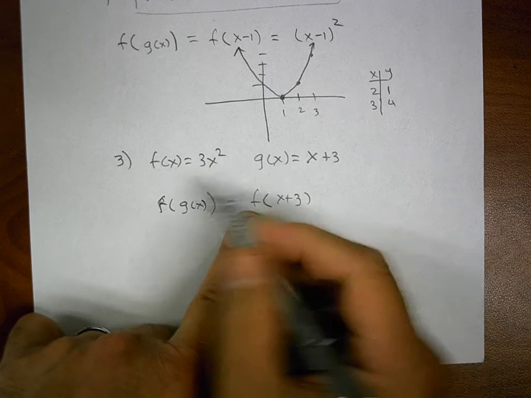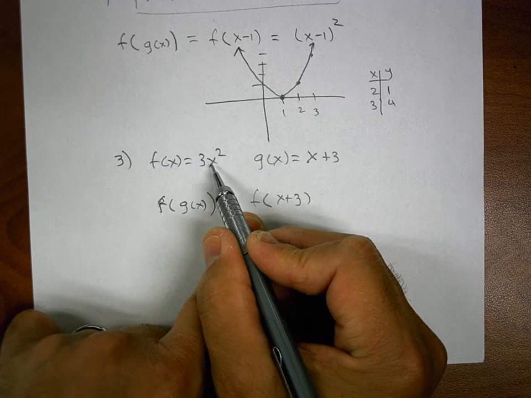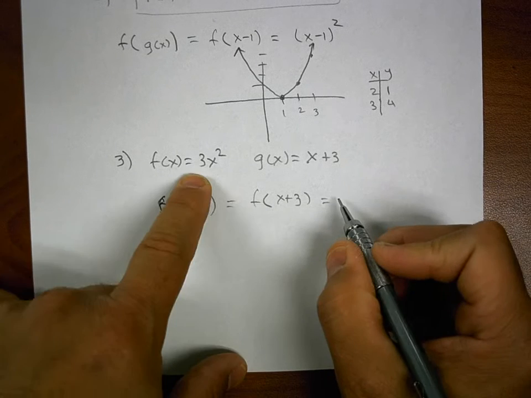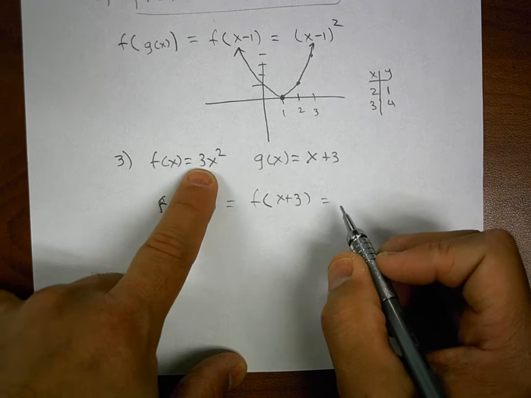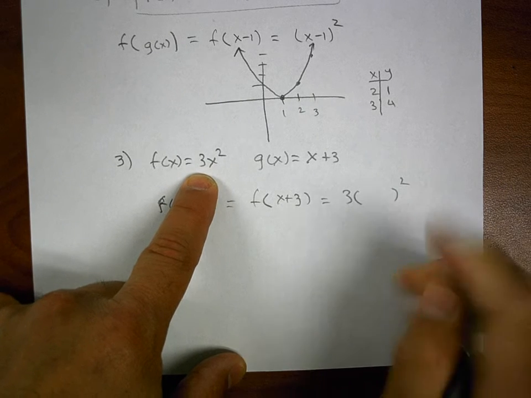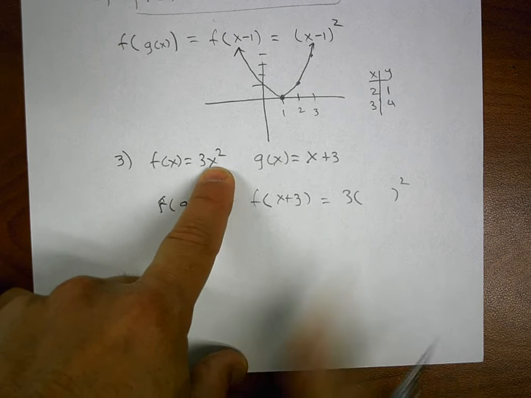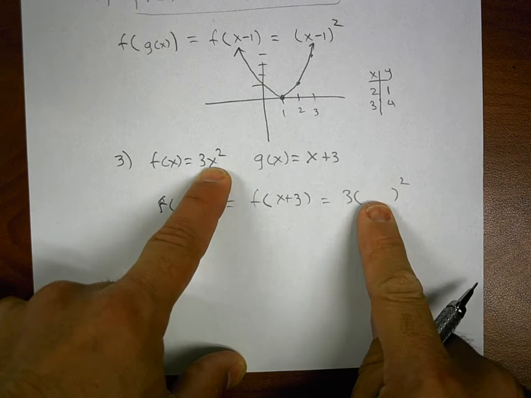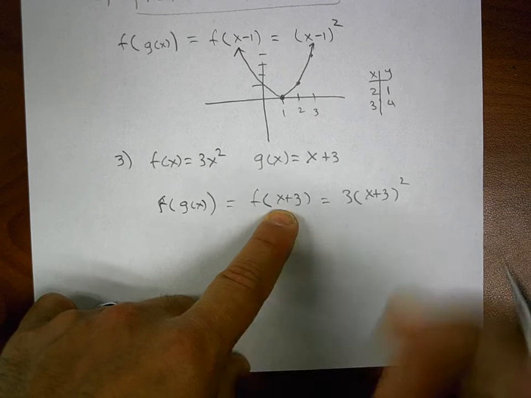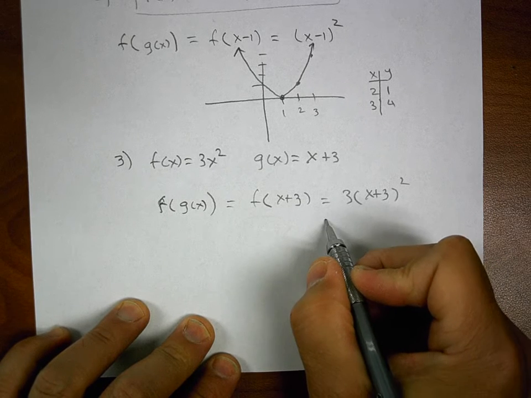In our f of x function, wherever we see an x, what are we going to substitute in place of x? x plus 3. We have a 3 on the outside, it's 3 times x squared. So it's 3 times something squared. What's the something that I plug in? x plus 3. And that's what we're going to graph. That's our composite function. Let's go and sketch that.